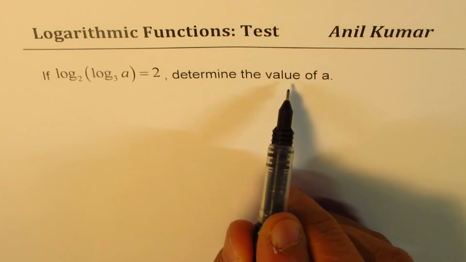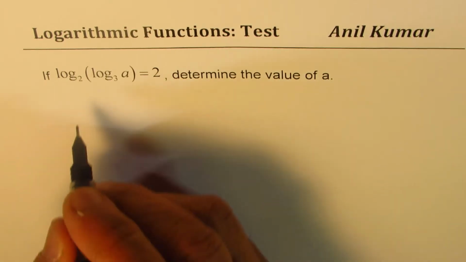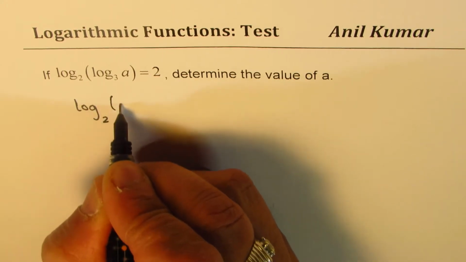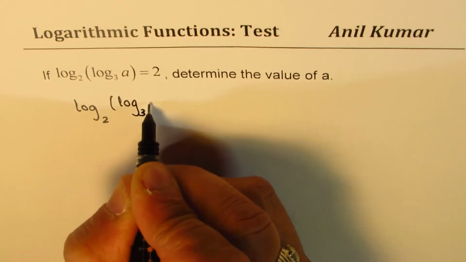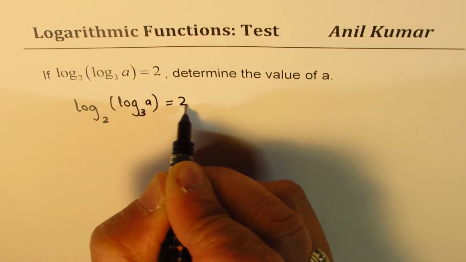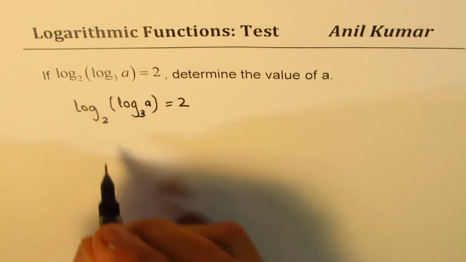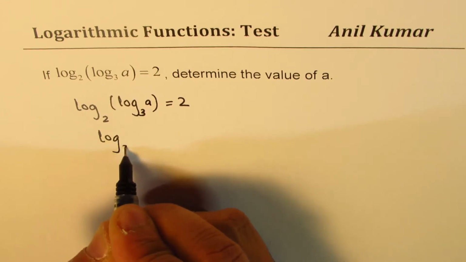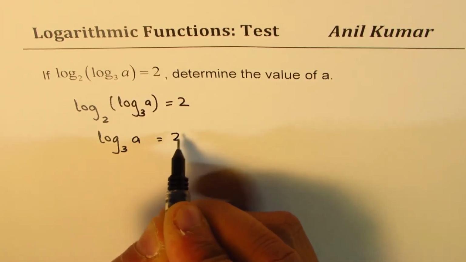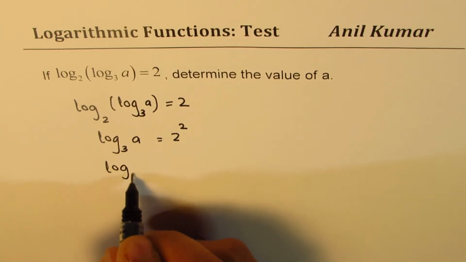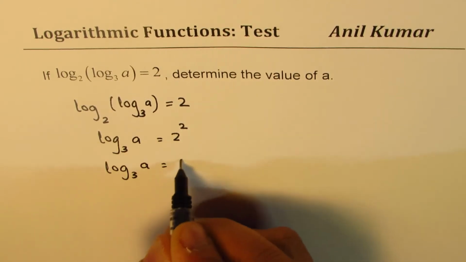You need to determine the value of a, right? Now, let me rewrite this question. We are saying log to the base 2 of log to the base 3 of a is equal to 2. That really means that 2 to the power of 2 should be equal to what is inside, which is log to the base 3 of a, right? So we could write this as log to the base 3 of a is equal to 4.